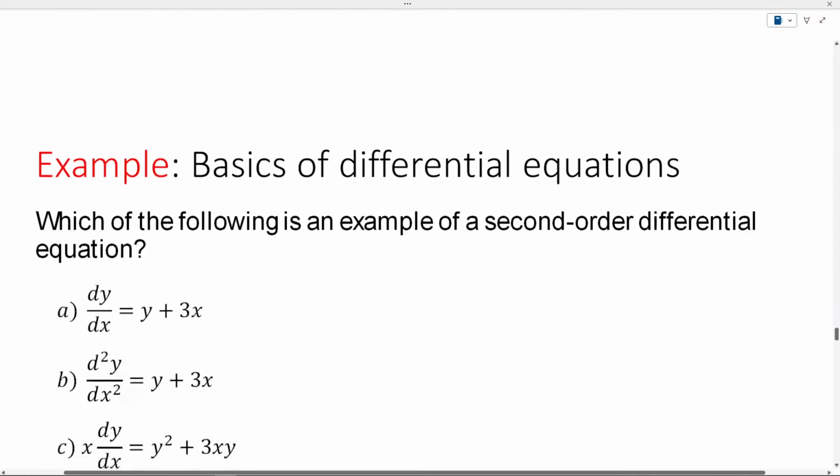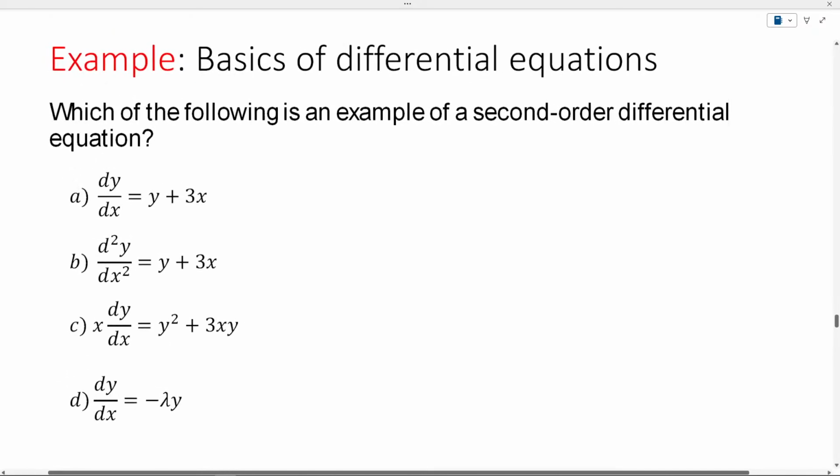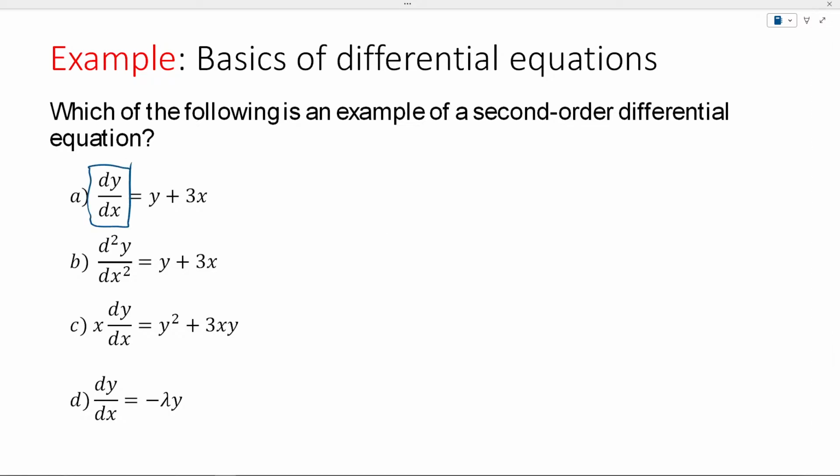So let's do another one. Which of the following is an example of a second order differential equation? So this is the first order. I have a first derivative here.